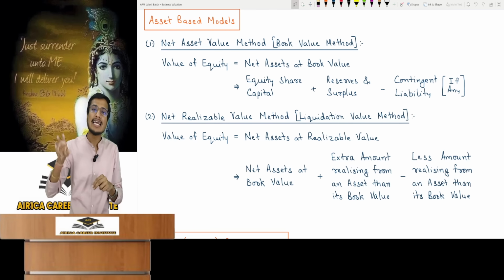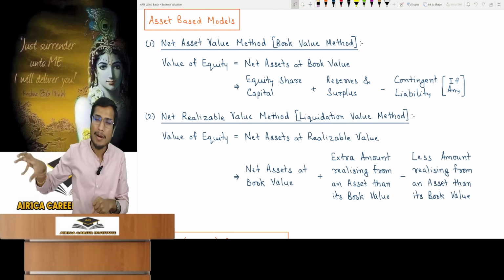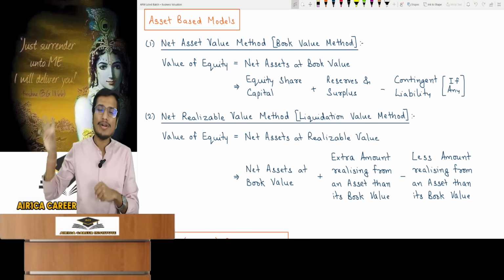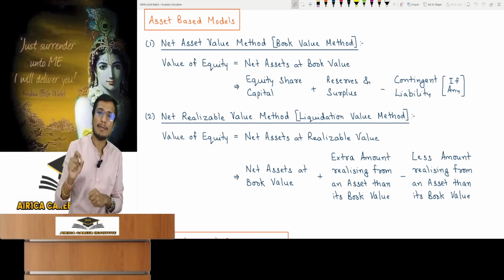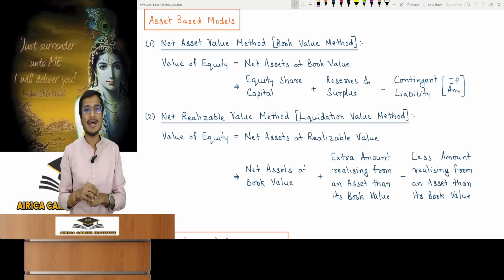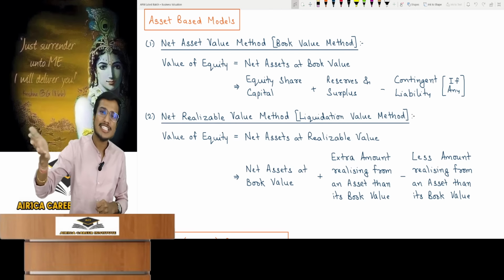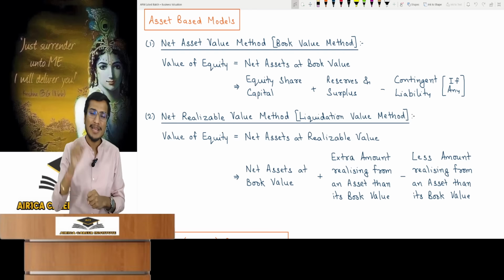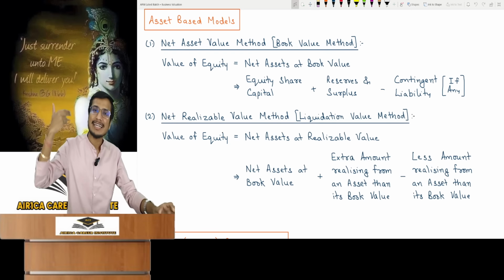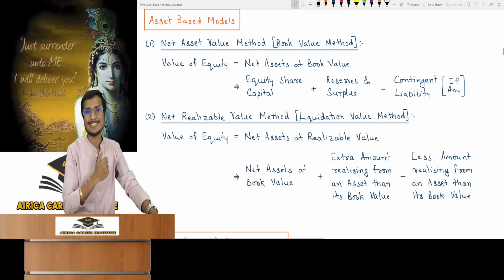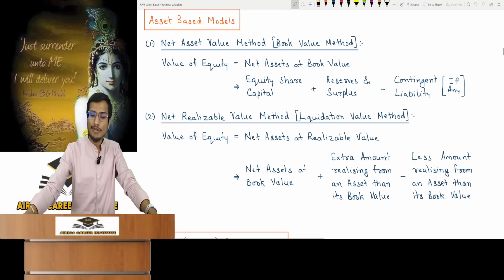Besides this, is there any asset which upon selling will realize an amount less than its book value? For the amount that is realized as less, you should subtract that value. For example, suppose an asset is in my books for 100 rupees. If I sell it today, I will only get 80 rupees. I'll get 20 rupees less, then subtract 20 rupees from this. The asset was listed at 100 in the books and it should have been at 80. So with this method, you will get the value of equity.